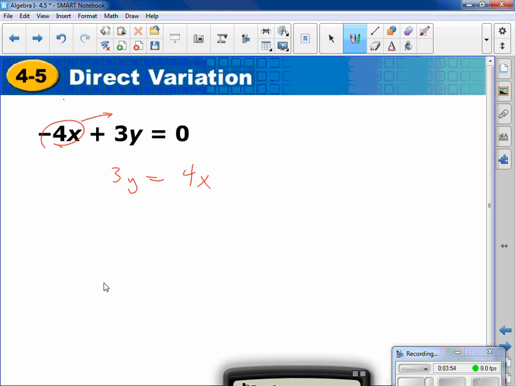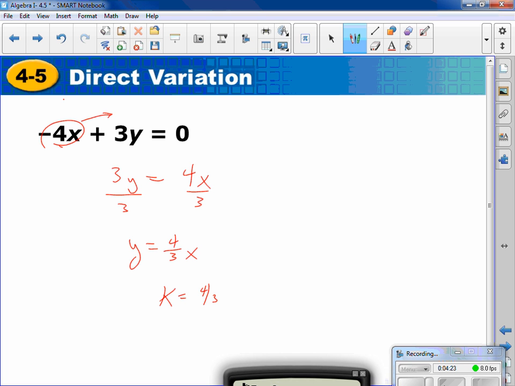How do I solve for y? Divide both sides by 3. I have y equals 4/3 x. For this problem, this is now direct variation. My constant variable is 4/3. This means for every step of x, it goes up 4/3.